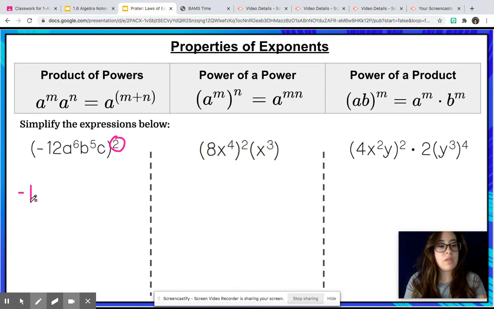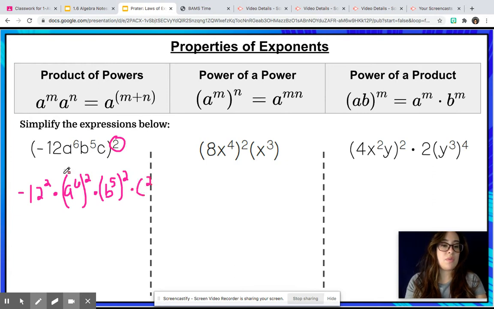So I got negative 12 raised to the 2 times a raised to the 6, and then raised to the 2, right? Because I'm distributing, times b raised to the 5, and then raised to the 2, times c raised to the 2. So all I did was distribute.